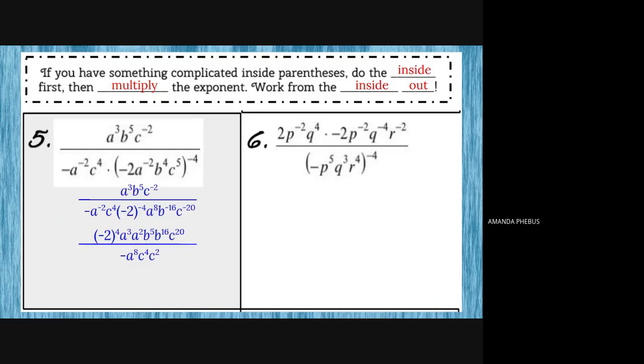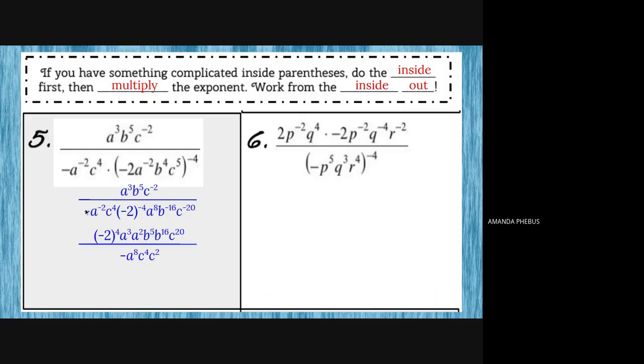And then, let's see. Okay, all my negative exponents. So this -2 to the -4, I moved to the numerator. There's my a cubed. Here's my a to the -2. It went up and became a squared. So I'm moving all my negative exponents. There's b to the 5th, that stayed. B to the -16th went upstairs. C to the -20 went upstairs.